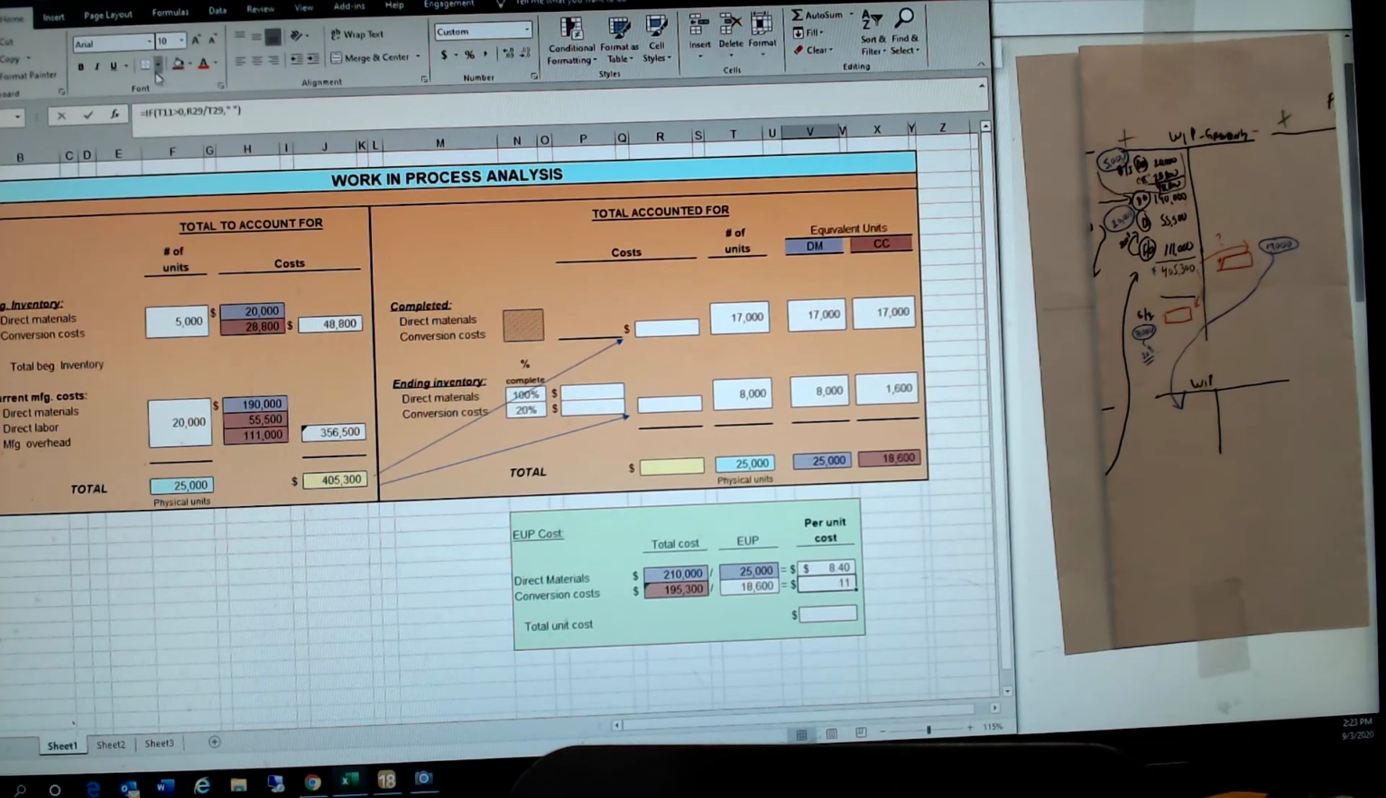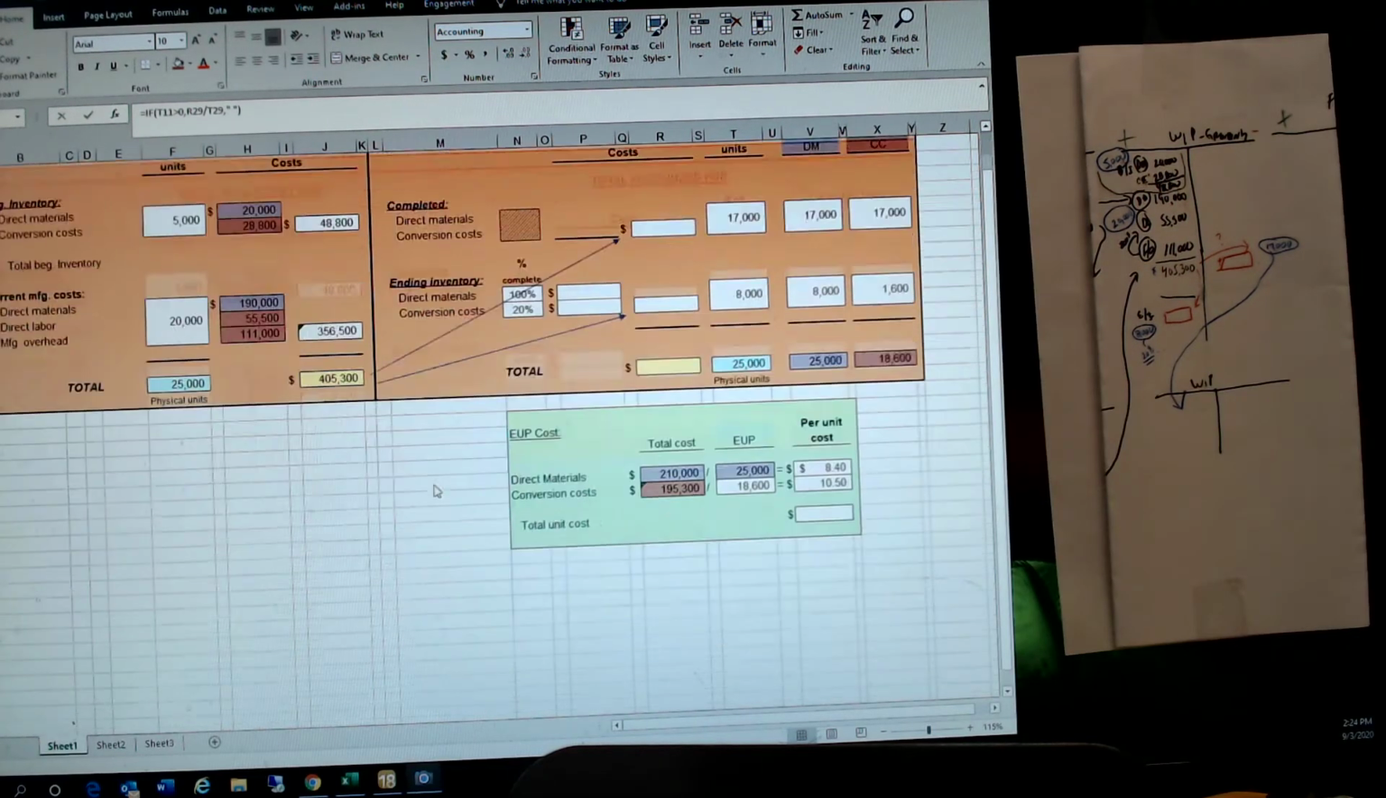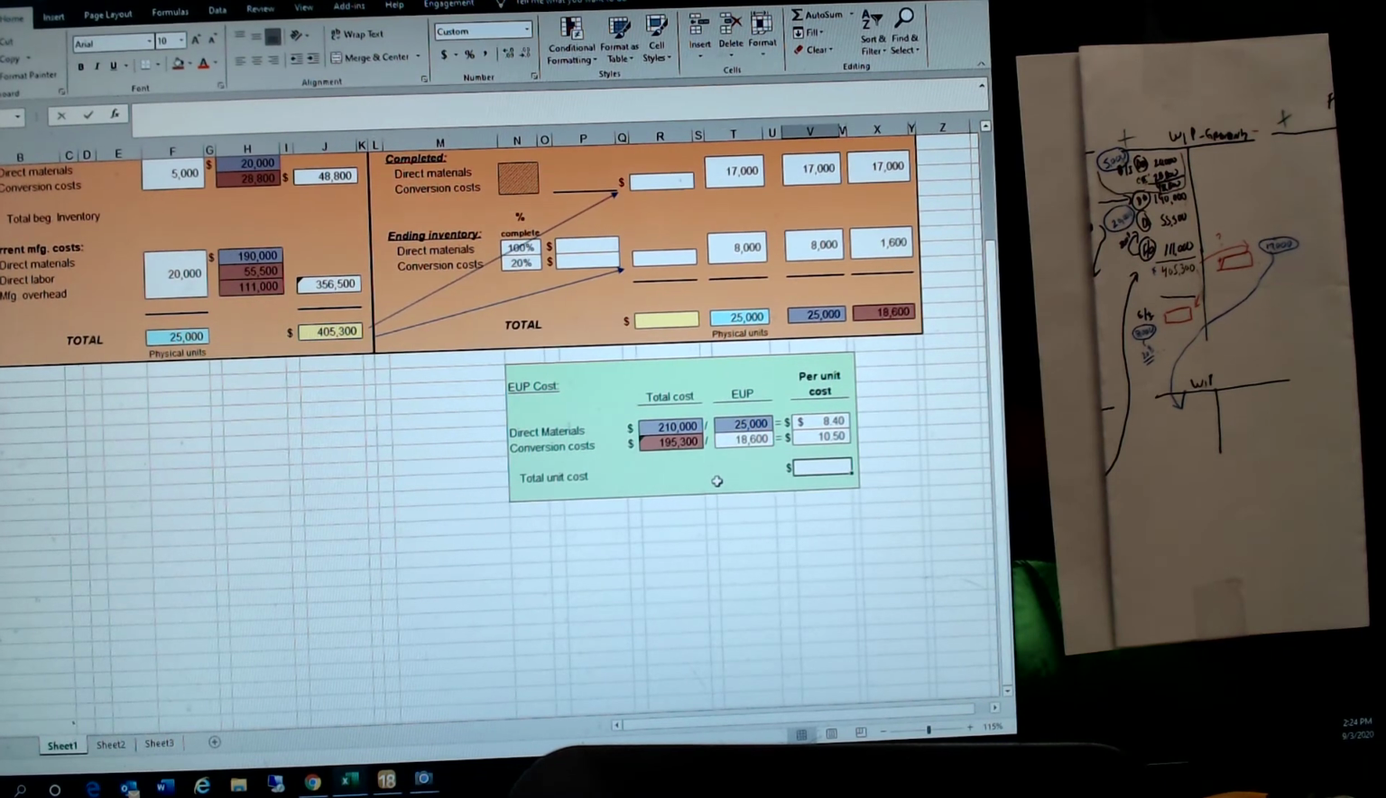That's a total of $10.50. So, in total, one whole unit cost how much? $18.90 to produce, that was rounded. So, $8.40 for materials in each unit, $10.50 for conversion costs. So every unit cost this month $18.90 to produce. This is step 3. Now I have my per unit cost. That's step 3.